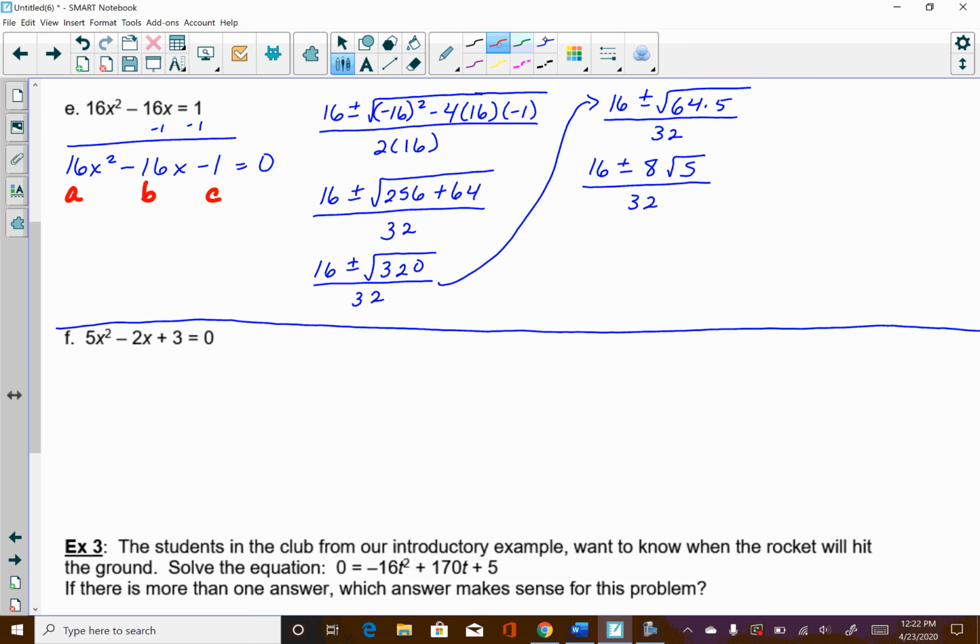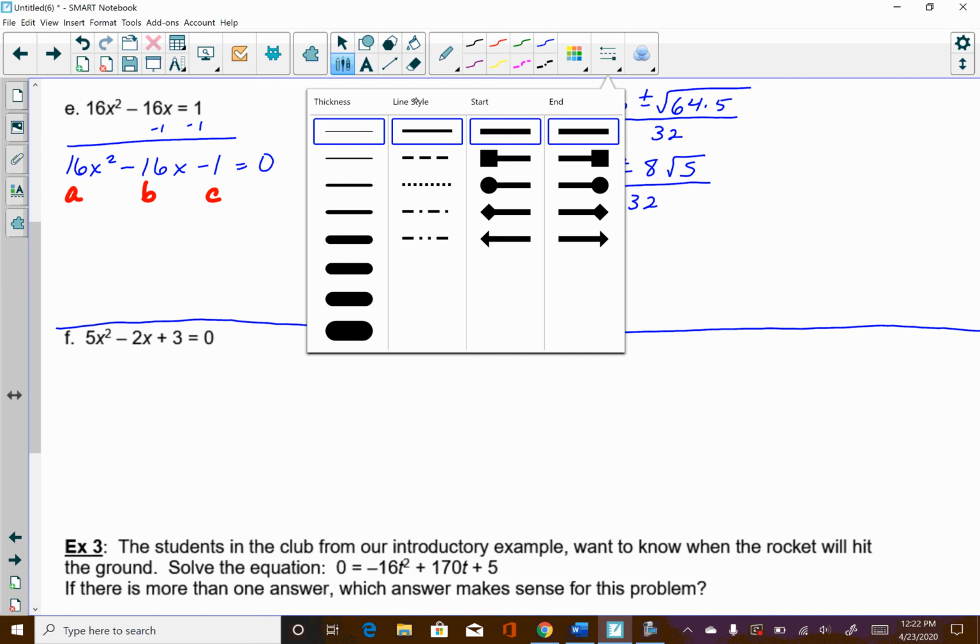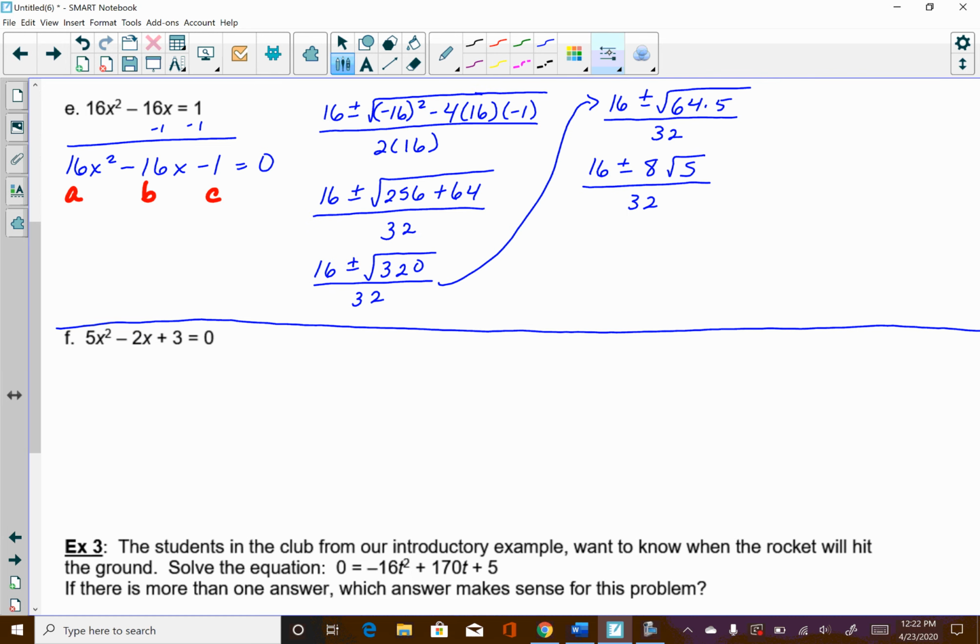At this point, 8, 16, and 32 all have something in common, so therefore I can reduce. If all three of these numbers did not have something in common, I couldn't reduce. But in this case, all three have something in common, and actually 8 goes into all of them, so I can divide them all by 8. 16 divided by 8 of course gives me 2. 8 divided by 8 is going to give me 1. 32 divided by 8 is going to give me 4. So I'm going to end up here then with 2 plus or minus the square root of 5 all over 4. So again, that would be your exact solution.